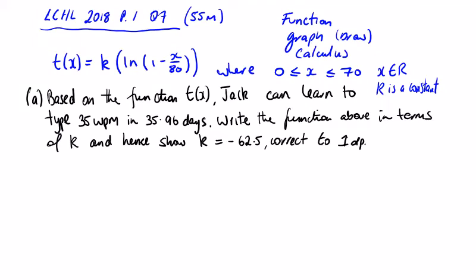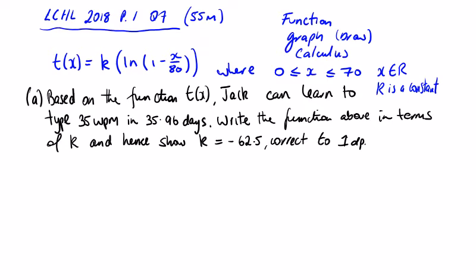2018 Leaving Cert Higher Level Paper 1 question 7 was a functions question with graphing involved and some calculus. We're told in this question that the time in days of practice it takes Jack to learn to type x words per minute, WPM, can be modelled by the function t of x is equal to k by the natural log of 1 minus x over 80, where x is between 0 and 70. It's a real number and k is a constant.